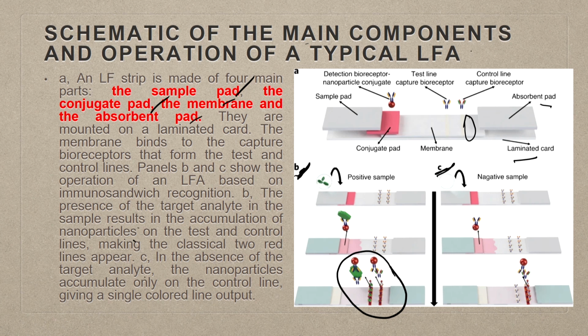In the absence of the target analyte, you could see here, the nanoparticle accumulates only on the control line, giving it a single red line. So, this is a typical, most simplistic version of our LFIA assay. Now, think of it when these analytes have to move along. The more you miniaturize it, the more microfabrication is involved in this kind of assay.